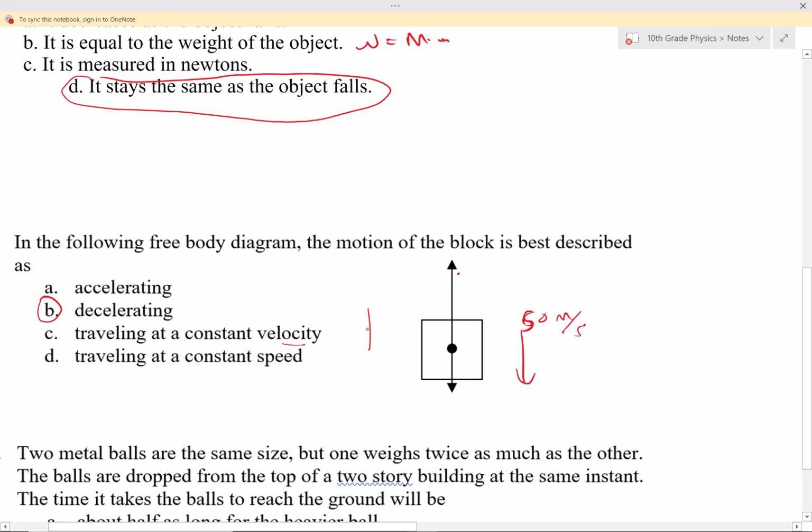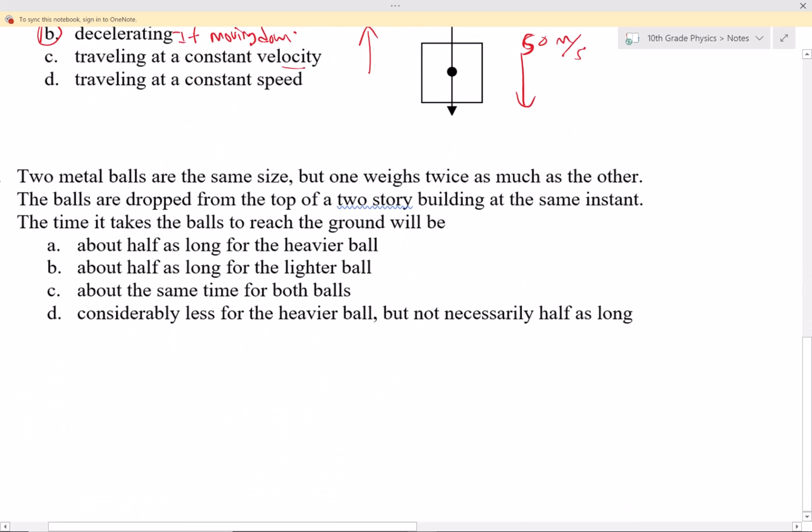If this object was already moving up, right, before we looked at it, then it's going to continue moving up in a faster way, in which case it's accelerating, right? So decelerating if moving down, and accelerating if moving up, right? Two different answers there.